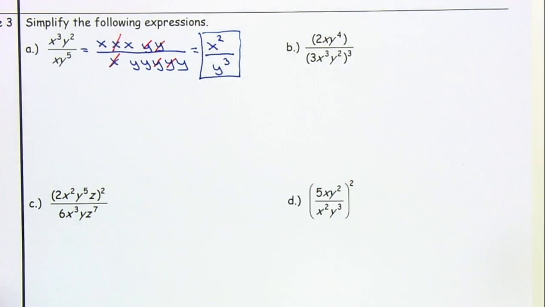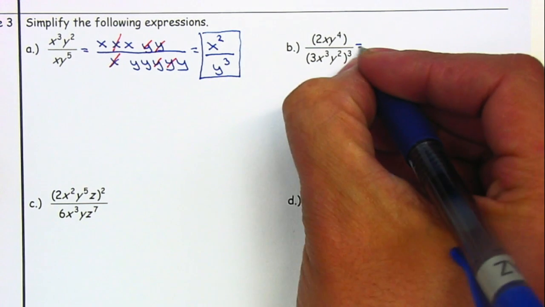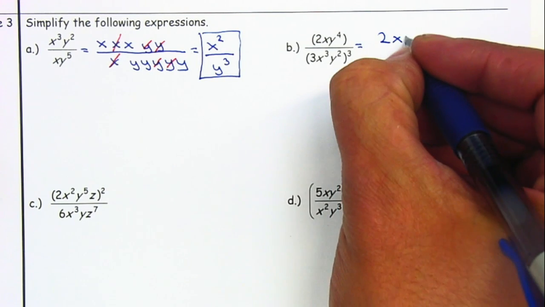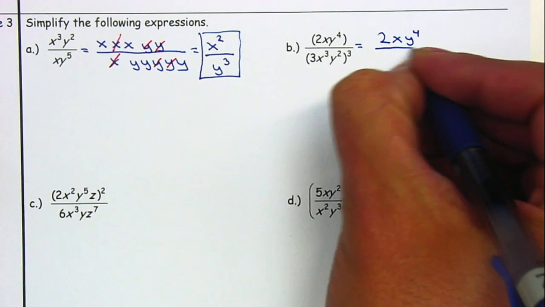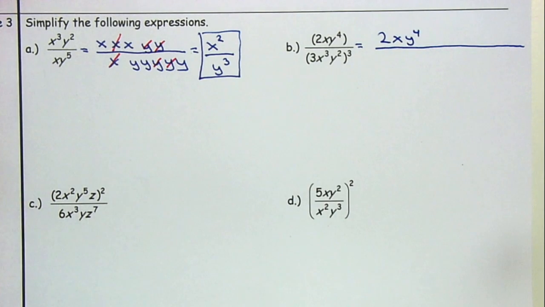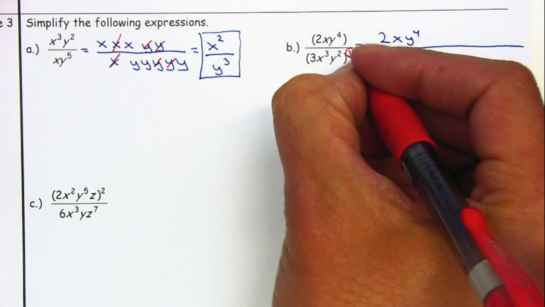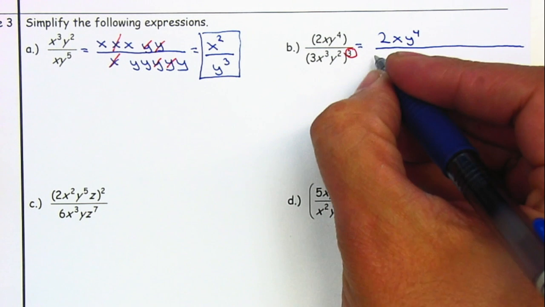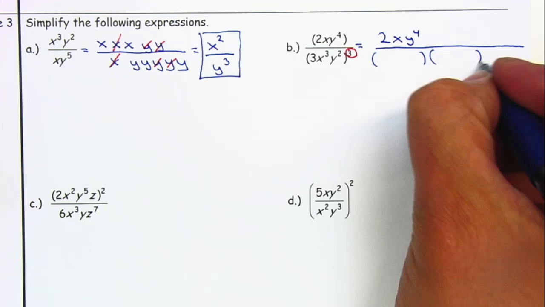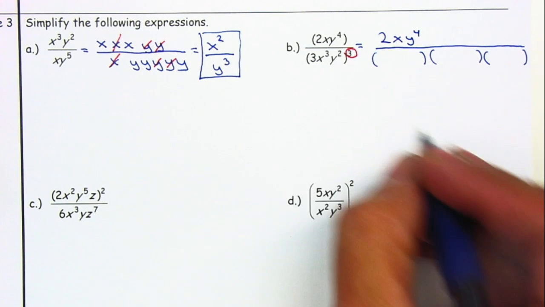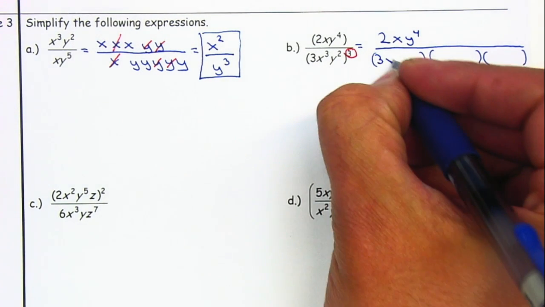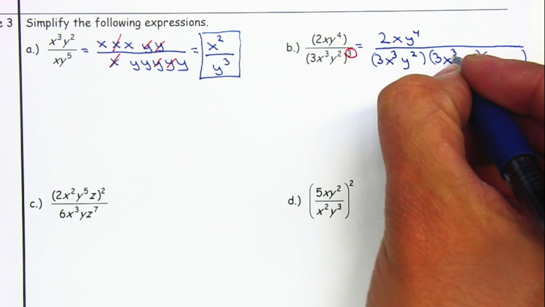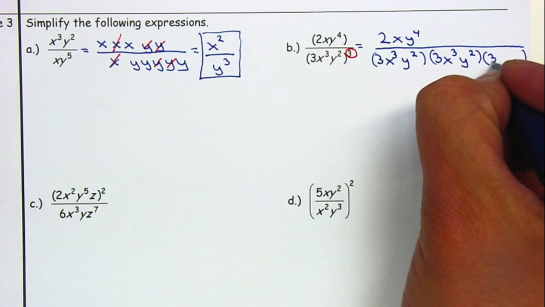So let's continue with letter B. We don't have to expand all the x's. On top, we're just going to leave it as 2xy to the 4th. On the bottom, I do need to expand, just as we saw before, since we have an exponent. I'm going to rewrite it 3 times. 1, 2, 3.